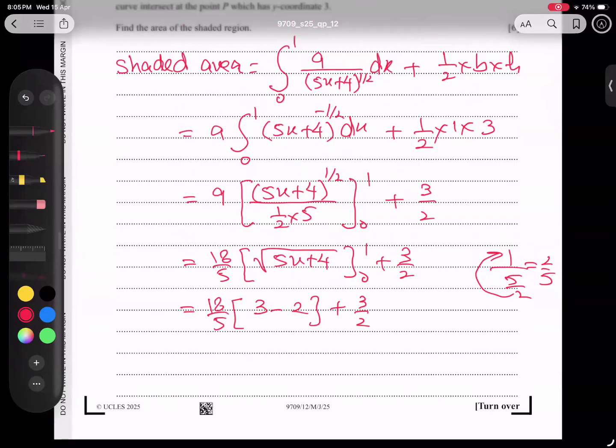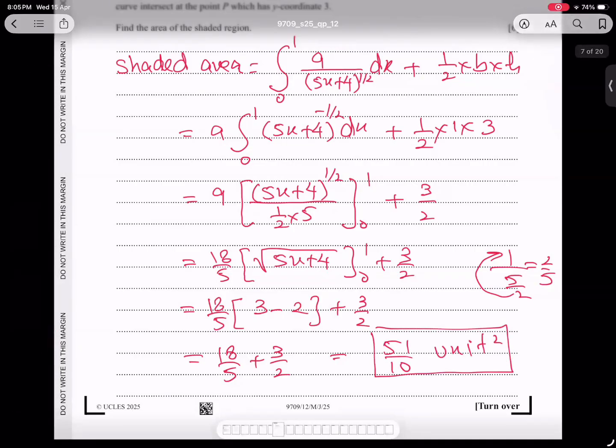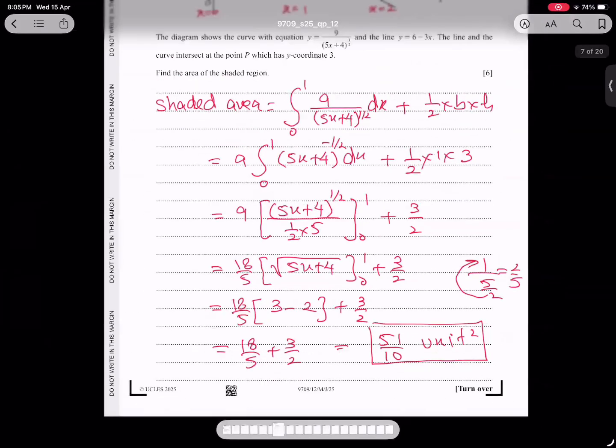So what I'm getting further: here I got 18 by 5 and 3 by 2. So 18 over 5 plus 3 over 2, and we can directly write 51 over 10. 51 over 10 unit square is giving us the area of the shaded portion. I hope the concept of the question is clear.